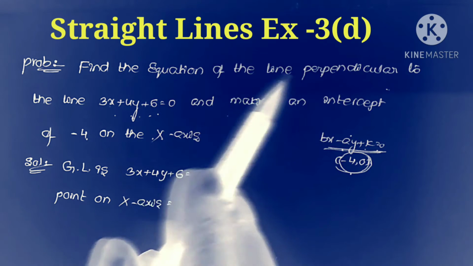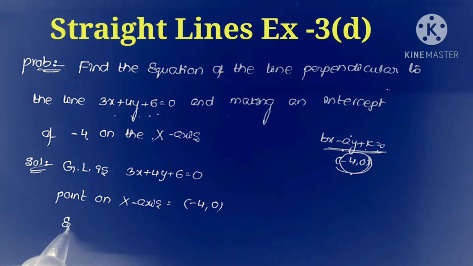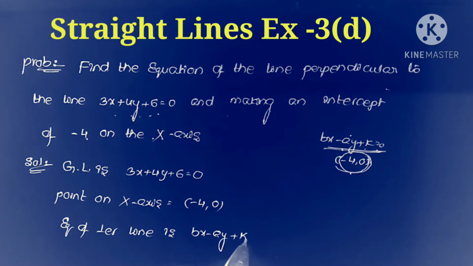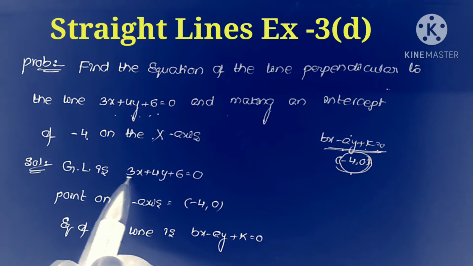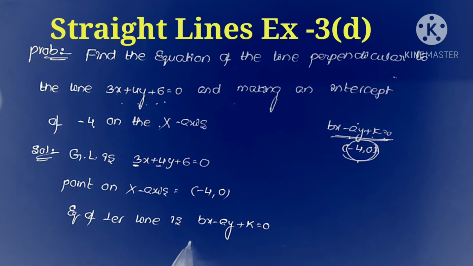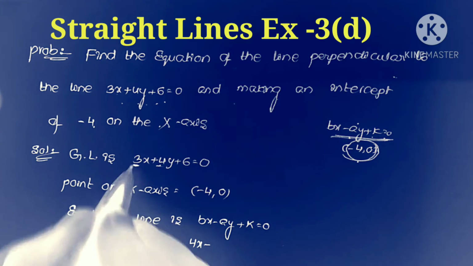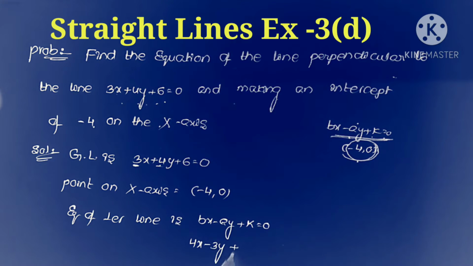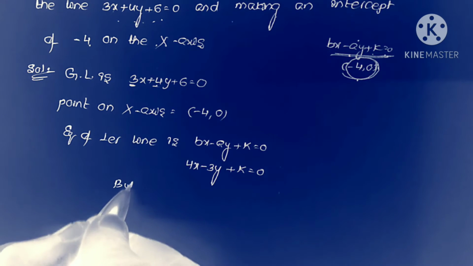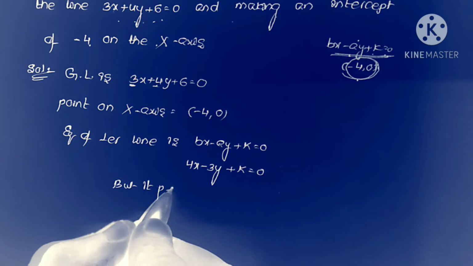Now what do we want? The equation of the perpendicular line. So what is the perpendicular line formula? bx - ay + k = 0. And what are the a, b values? a is equal to 3, b is equal to 4. So 4x - 3y + k = 0. But it passes through (-4, 0), so replacing this point in the above line equation.